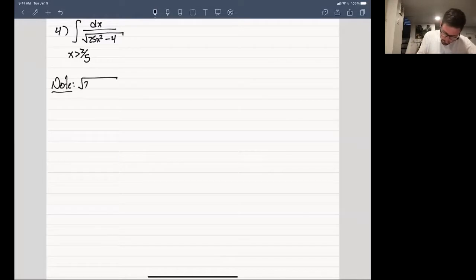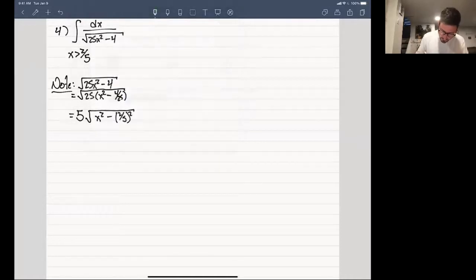So we have 25x squared minus 4. What I could do is I could factor a 25 out of this, and I get x squared minus 4 over 25. And this is the same as if I pull the 25 out, it becomes a 5 after taking a square root. And here, now I get x squared minus, I'm going to write 4 over 25 as a square, so you can see what the value of a is. This gives me 2 over 5 squared. And so trying to keep with my color scheme I've been using, this gives me a is equal to 2 over 5. And now we're okay, right?